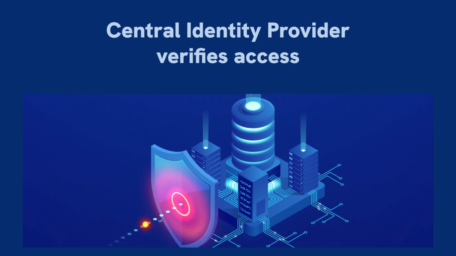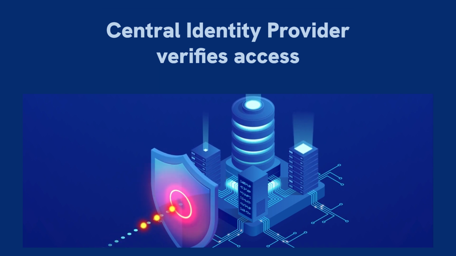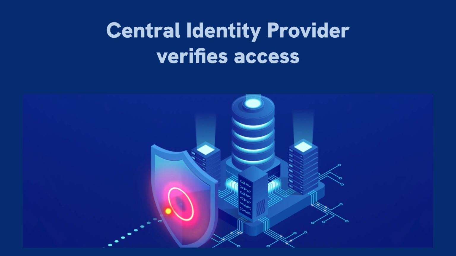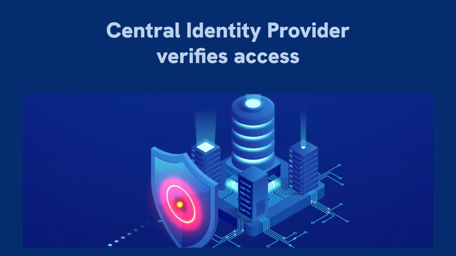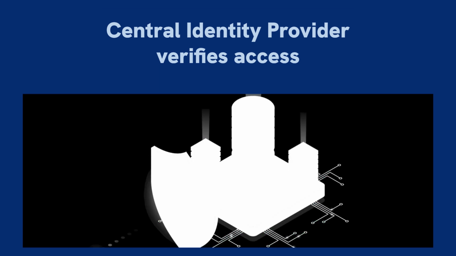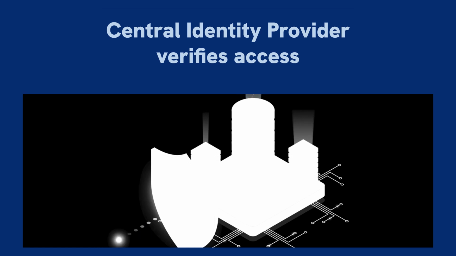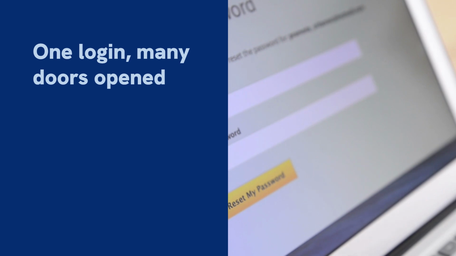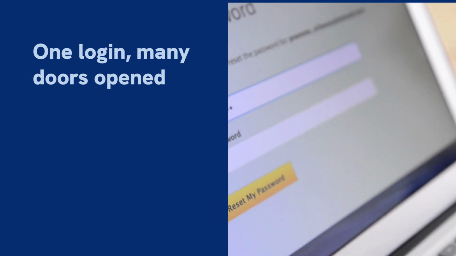SSO works by logging in to a central identity provider, or IDP. When you access another application, it checks with the IDP to confirm your authentication, using standards like SAML, OAuth, or OpenID Connect. A common example is signing in to various apps using your Google or Microsoft account. That's SSO in action. One login, many doors opened.